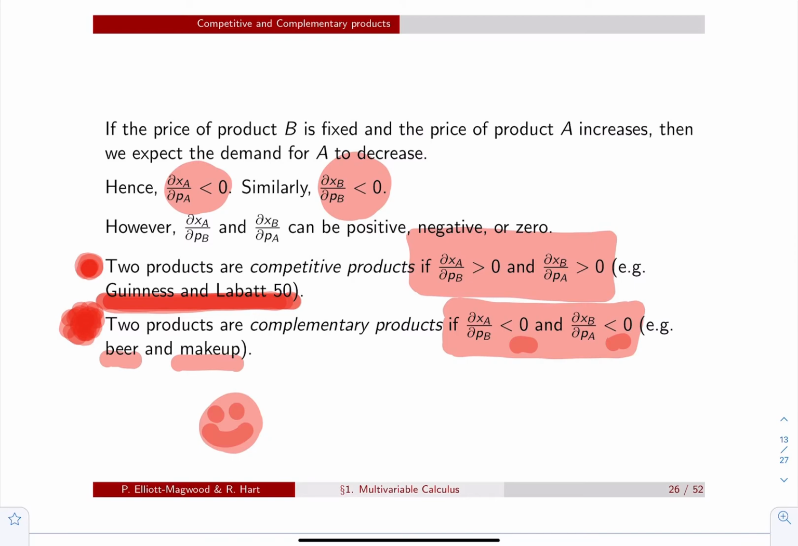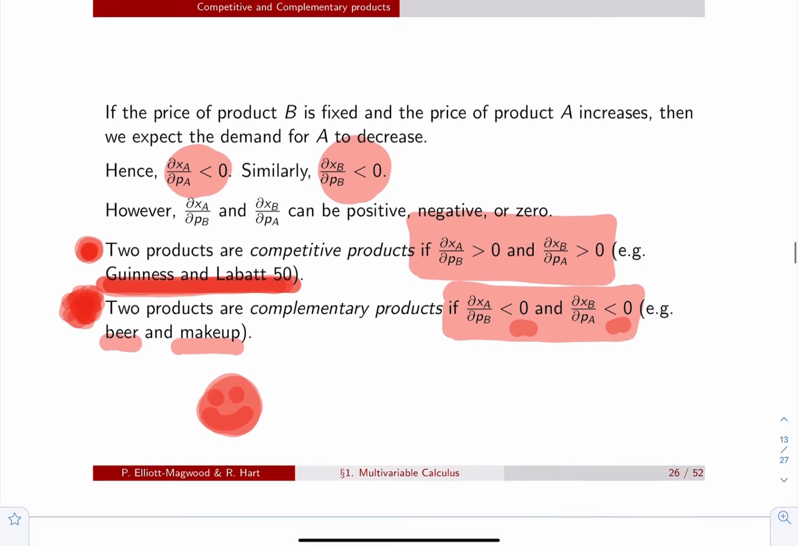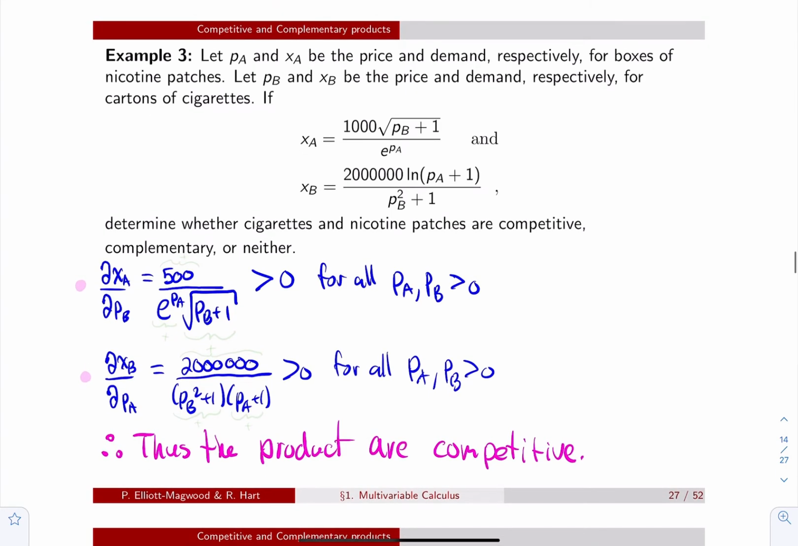All right, now let's do an example with actual equations and look at the sign of the partial derivatives. Example: let PA and XA be the price and the demand, respectively, for boxes of nicotine patches, and let PB and XB be the price and demand, respectively, for cartons of cigarettes. Suppose that XA is modeled by the equation 1,000 times the square root of PB plus 1 over e to the power of PA, and that XB is modeled by 2,000,000 times the ln of PA plus 1 over PB squared plus 1.